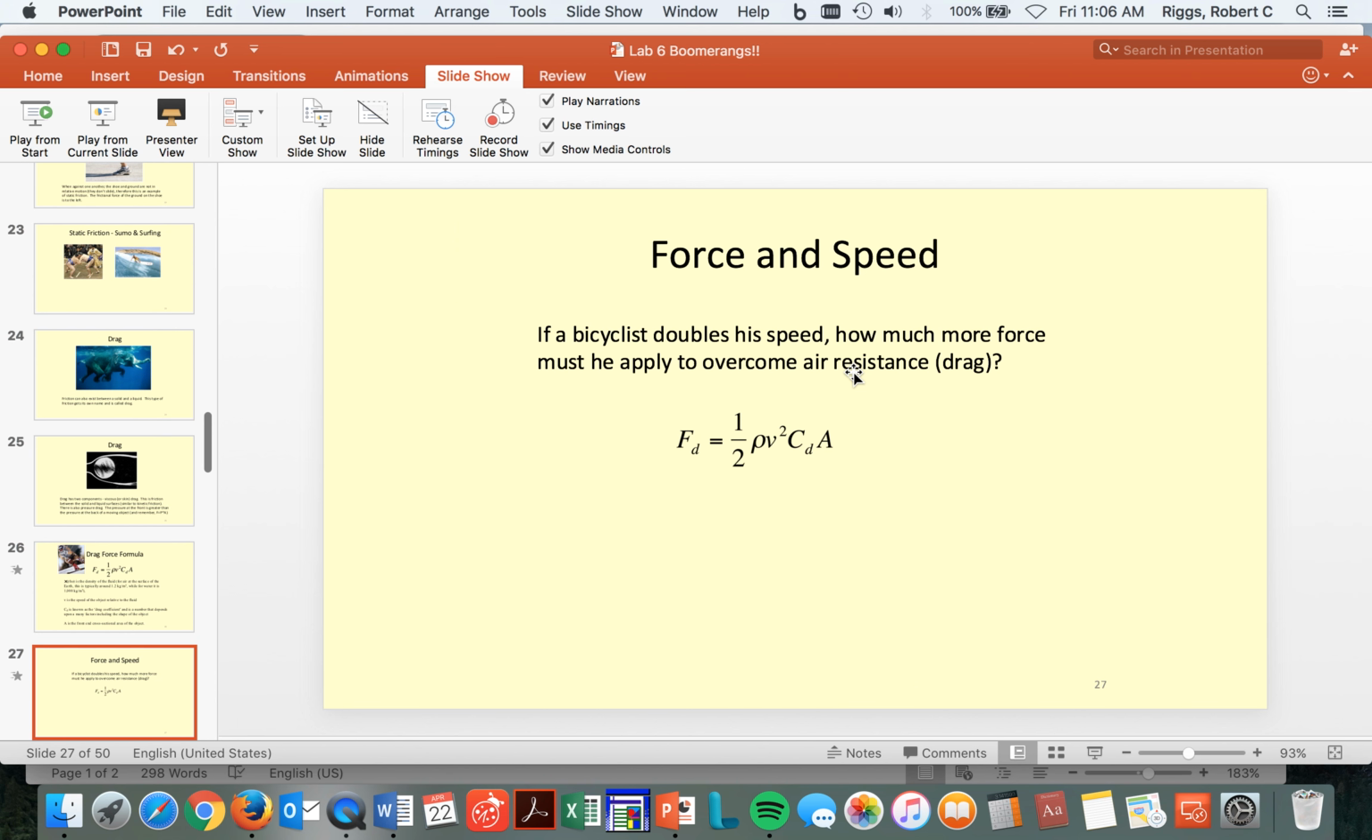So if a bicyclist doubles his speed, how much more force must be applied to overcome the air resistance or drag? So if you want to double your speed, look at this. Since v is squared, that means it'll be 4 times. All right, doubles the speed, how much more is the force? So the faster you go, the more drag that you're creating. This is why.